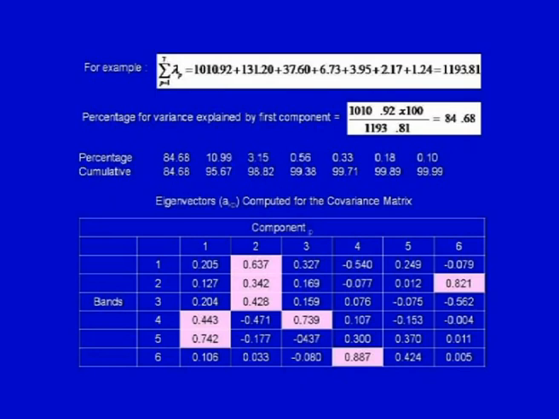If one focuses on the highlighted areas, what we find is that component 1 has greater weightage of information coming from bands 4 and 5, while component 2 has greater weightage coming from bands 1, 2 and 3, while the third component has major contribution coming from band 4 and so on. So, the information from different bands has now been put into each of the new components.